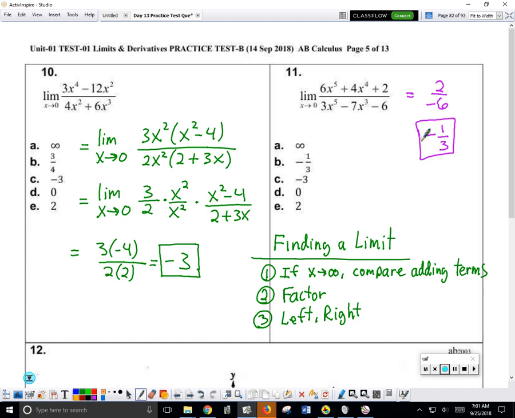So then on number 10, did you have to factor, or could you just... Number 10, you have to factor. Yeah, can we do that one? Yeah, 10 is an example. If I don't factor, I get stuck. Let me show you what I mean.